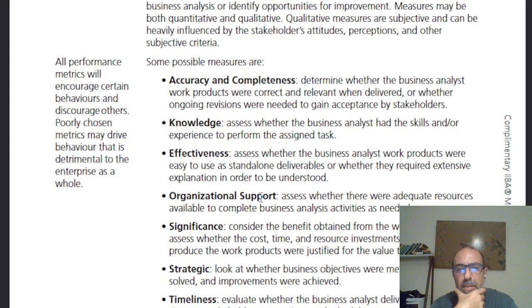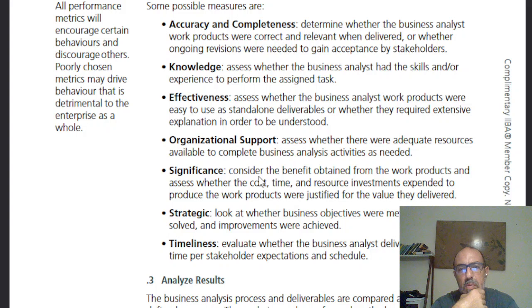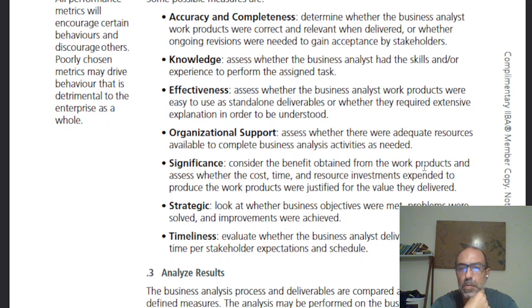So, yeah, some possible measures are accuracy and completeness to determine whether the business analyst work products were correct and relevant when delivered, or whether ongoing revisions were needed to gain acceptance by stakeholders, right? Knowledge, assess whether a business analyst had the skills, so that's an assessment directly of the business analyst. Effectiveness, assess whether business analyst work products were easy to use as standalone deliverables. As in, was the business analyst able to produce in a way that could be used? He could be a genius in producing stuff, but the stakeholders can't actually interact with it, or whoever's receiving it. Or whether they required extensive explanation in order to be understood.